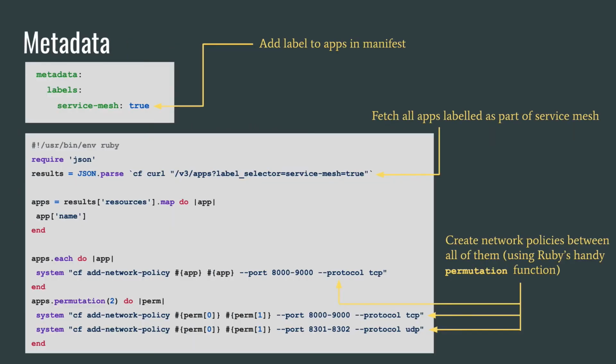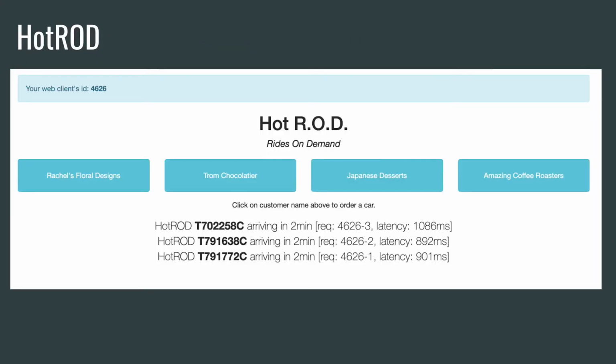We can use, in this situation, a label to mark all of the applications that should be part of the service mesh. This then allows us to write some scripts which fetch all of the applications within the service mesh, and then we use this handy Ruby permutation function to ensure that there's a network policy that exists between every pair of services in the mesh, for all permutations of it. So now if we go back to Hot Rod after running that script and try ordering something, we confirm that everything is working as it should.